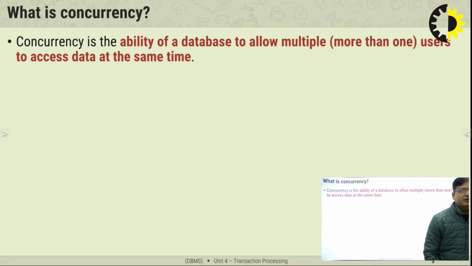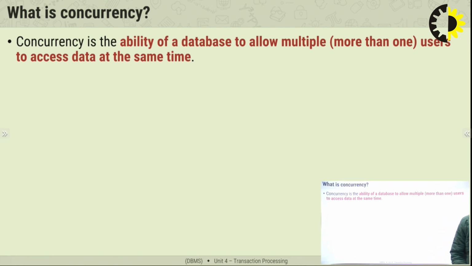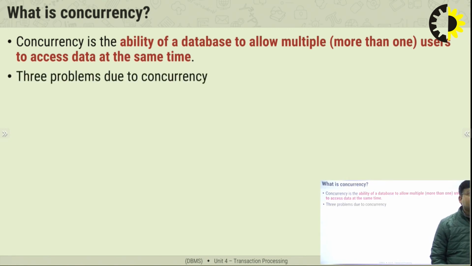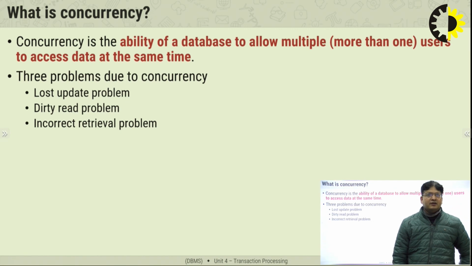So concurrency is the ability of a database to allow multiple, that is more than one, users to access the data at the same time. Now due to concurrency, three main types of problems occur. Number one, lost update problem. Number two, dirty read. Number three, incorrect retrieval problem. As a result of concurrency, there is a competition between several transactions, and as a result several problems occur. So we need to find what these problems are and how to tackle them. We will be discussing these problems one by one.